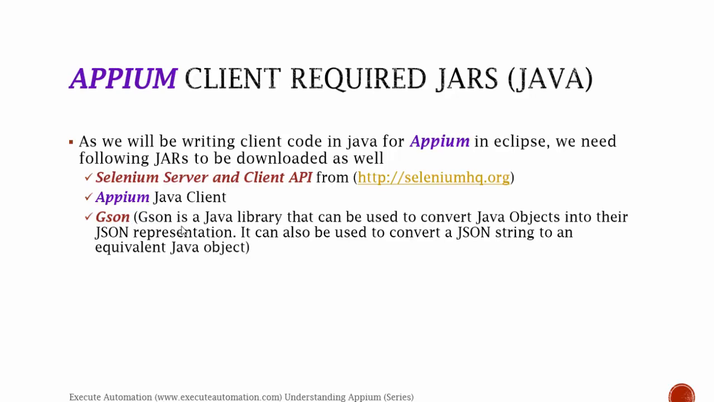Similarly, the JSON library. JSON is a Java library that can be used to convert Java objects into their JSON representation. It can also be used to convert a JSON string to an equivalent Java object. So this library is what does all the conversion of your Java code into JSON representations, which is understood by your Appium server. Remember in part 3, we were discussing how your Appium client code is converted to a JSON request for the Appium server.